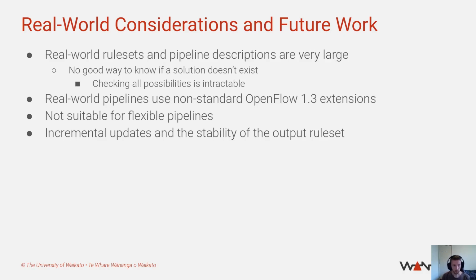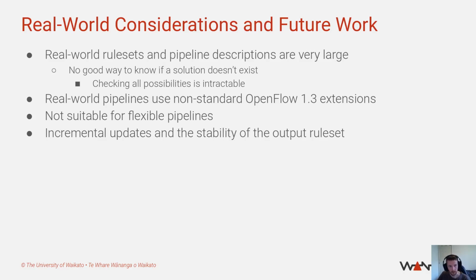So future work and the real world issues we run into with this research is that the rule sets and pipelines for real world cases are very large. So there's no good way of knowing if a solution doesn't exist or if we are simply not finding it because we haven't considered a certain case or we are incorrectly adding constraints to our SAT solver that is removing a valid solution. And simply checking all possibilities or all combinations of transformations is intractable, as we've mentioned earlier.